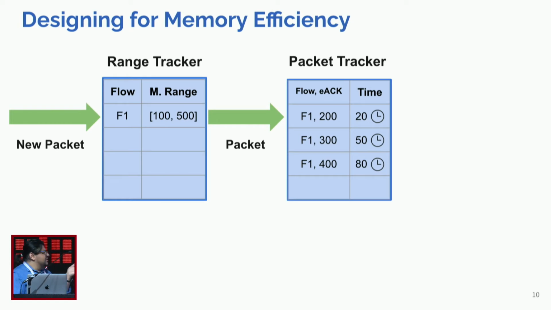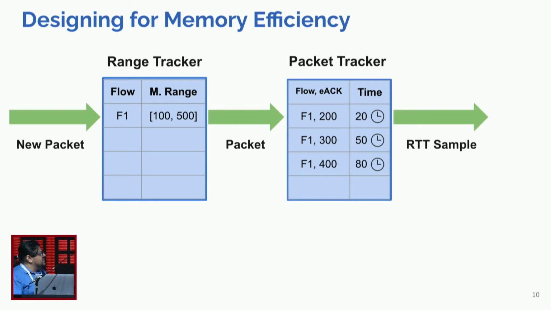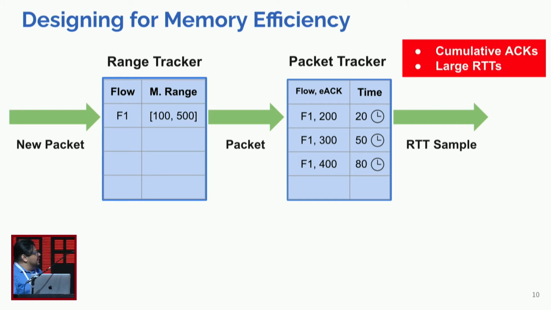The packet tracker table stores the flow ID as well as the expected ACK number to distinguish packets, and also the timestamp of each corresponding packet. And then finally, when an ACK comes back, we take the corresponding RTT sample. Now, this is challenging to deal with because TCP has cumulative ACKs, and many packets can have large RTTs.